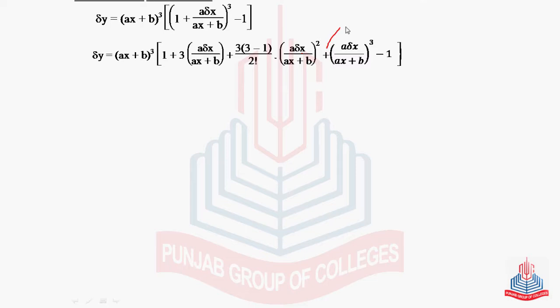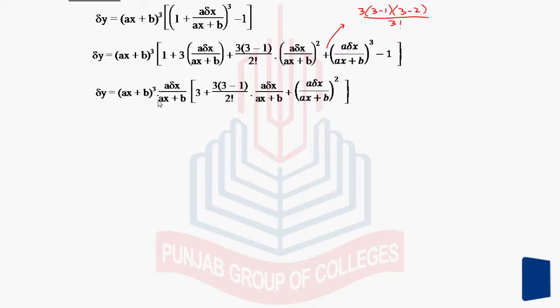From here we can write the coefficient in the form of (3 - 1)(3 - 2)/3!, which will become 1. We will not write it like this, but you can note yourself that the last term has a coefficient of 1. So delta y = (ax + b)^3. The plus 1 and minus 1 will cancel out, and from the remaining portion we can take a delta x/(ax + b) as a common factor. So the remaining portion will become 3, plus 3(3 - 1)/2! a delta x/(ax + b), and from here [a delta x/(ax + b)]^2, because a delta x/(ax + b) becomes a common factor from the whole expression.